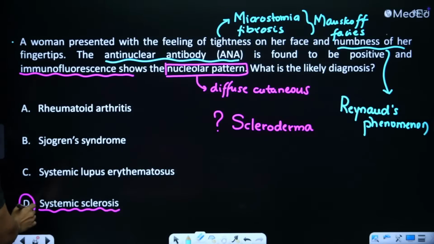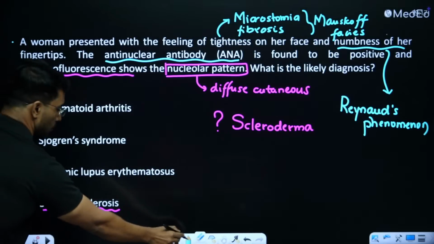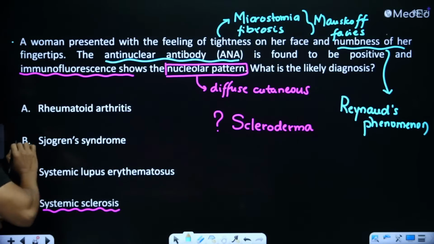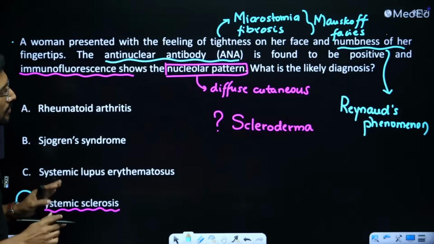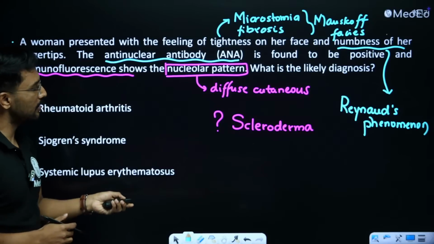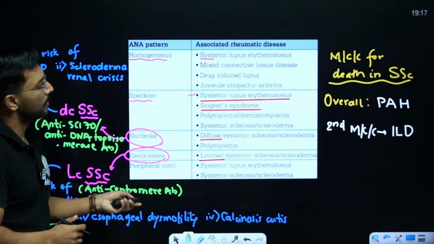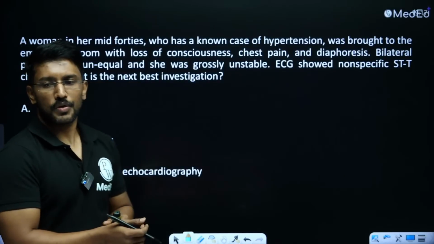So we are sticking to the diagnosis of systemic sclerosis here because of the ANA pattern as well as the other features which are more aligning with scleroderma. Okay. Is there any effective drug to treat scleroderma?